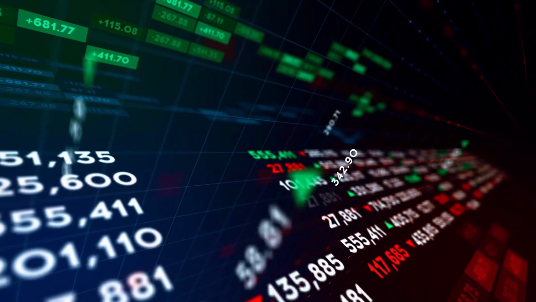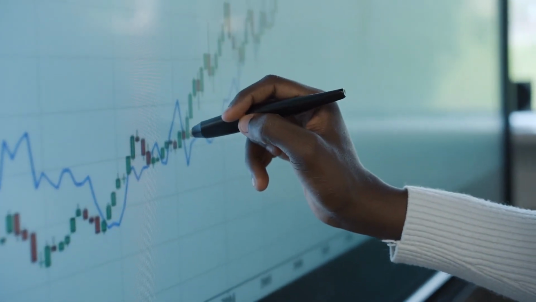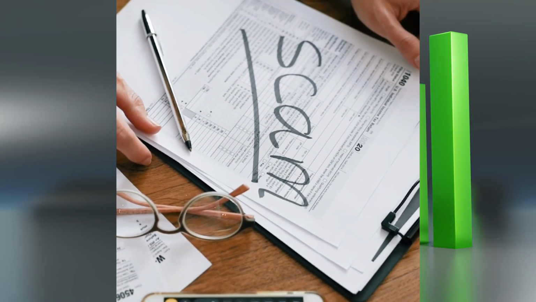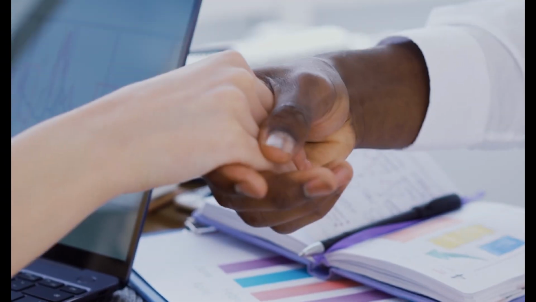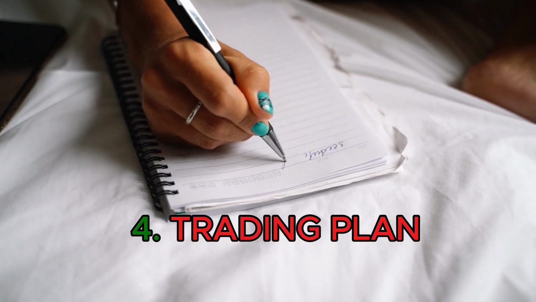The next one is a broker. A broker is a financial service company that provides traders with access to platforms for buying and selling foreign currencies. They act as intermediaries between investors and the forex markets. There are a lot of scam brokers out there, so make sure you choose the best and trusted brokers for your trades. And the last thing you're going to need is a trading plan.